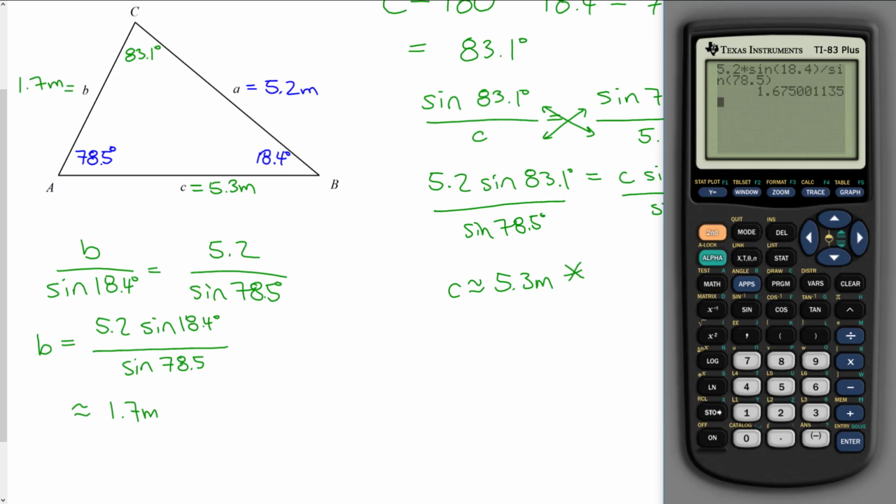So now I know the lengths of all sides of the triangle, and I know the measures of all angles. So therefore, I've solved the triangle.